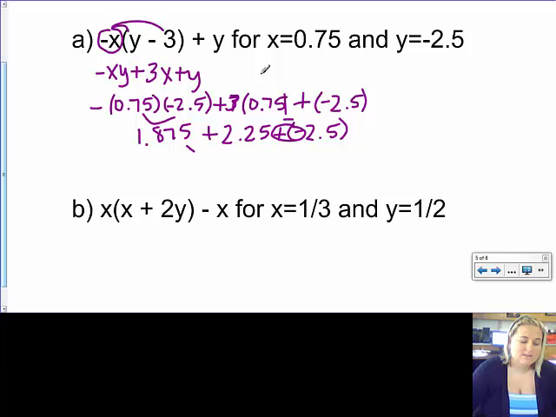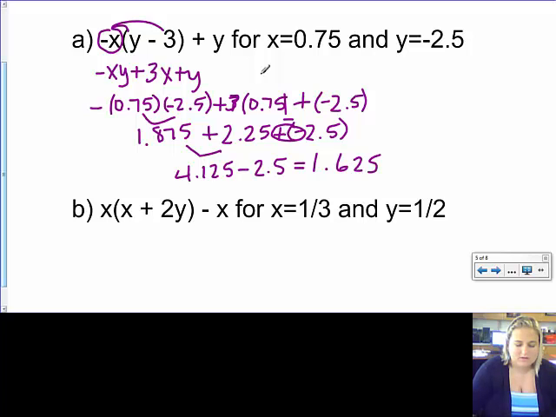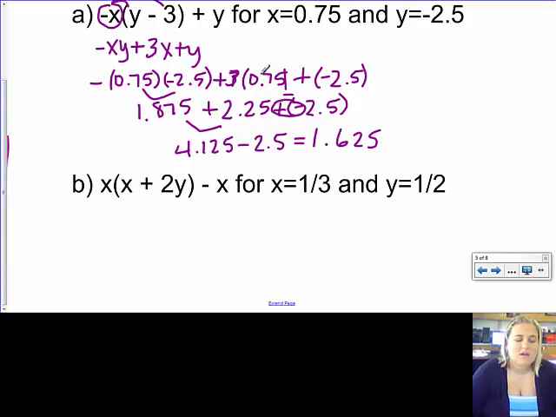So when I add these two, that gives us 4.125. And then I'm going to subtract that 2.5 because of our sign change there. And that's going to give us 1.625 as our final answer. On B, go ahead and pause. I want you to simplify before you evaluate. That means simplify before you substitute.